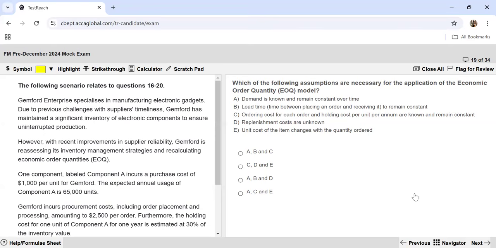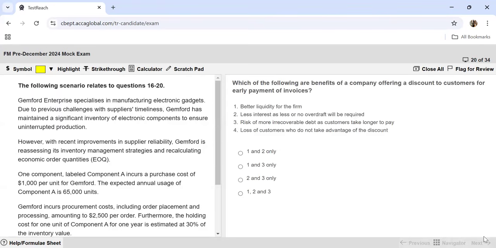E says unit cost of the item changes with the quantity ordered. Now, this is also false. We are assuming that each unit is going to be the same price. So D and E get eliminated, which leads us to A, B, and C as our answer. Moving to the last question pertaining to this scenario.